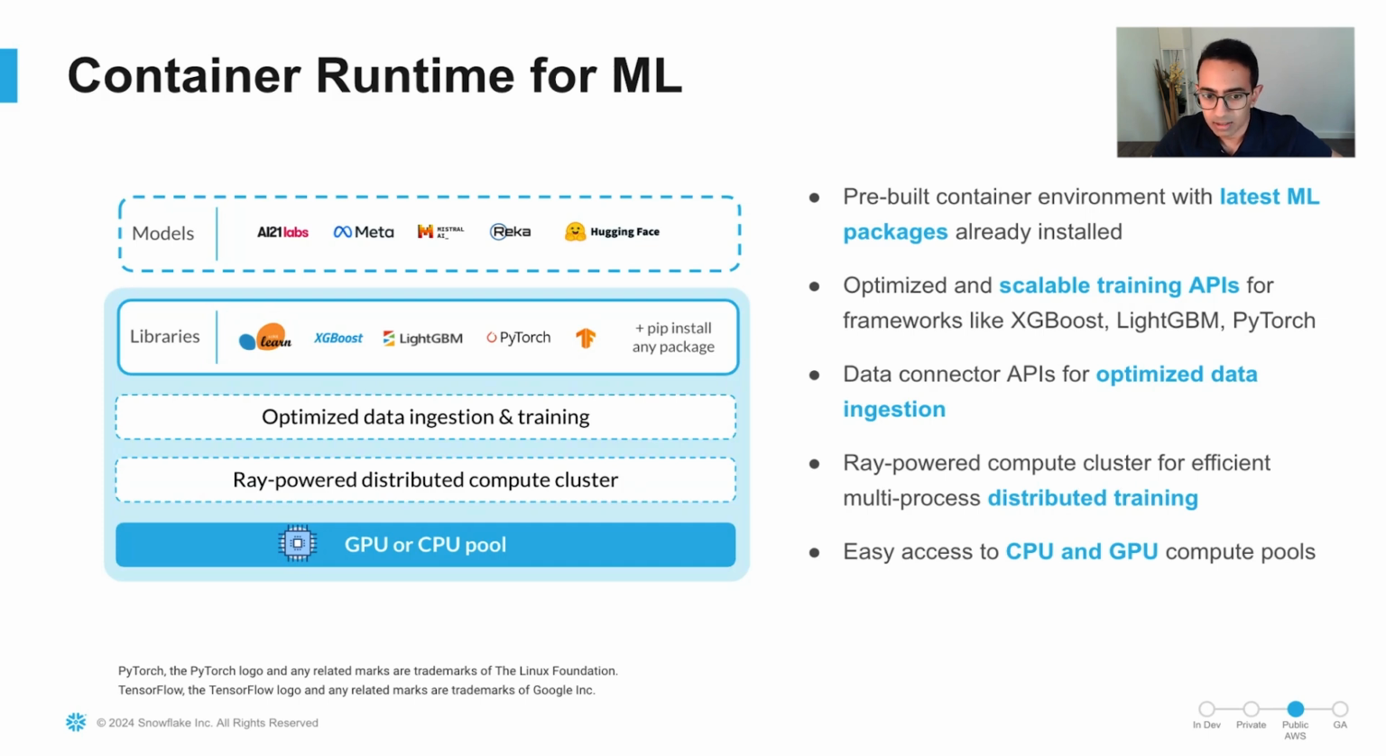The data connector APIs, which are also part of the runtime, provide an optimized data ingestion process. And all of this is made possible with a Ray-powered compute cluster that is, again, fully managed on the user's behalf. And this enables the efficient multi-process distributed training and data loading. Now, all of this is functioning and is operating on Snowpark Container Services, which gives you easy access to CPU and GPU compute pools. And the container runtime surfaces it up in a really easy way to use inside the notebook.